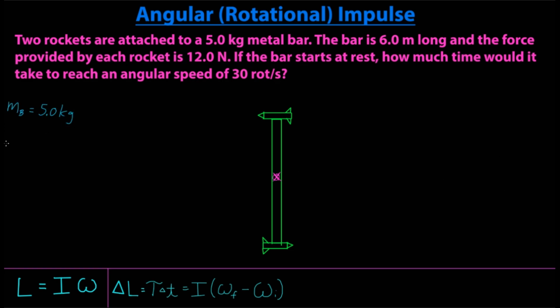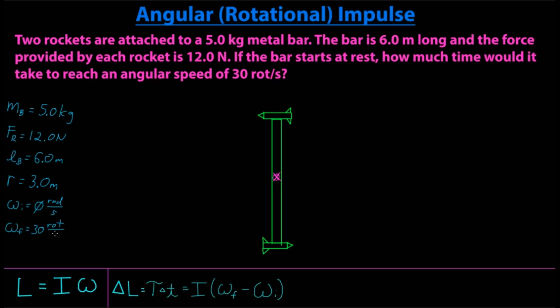Mass of the bar is 5 kilograms. Force of each rocket is 12 newtons. Length of the bar is 6 meters. I'm using lowercase l so I don't confuse it with angular momentum. Considering the axis is dead center of the bar, I'm immediately going to put the radius as 3 meters. Starts at rest, so the initial angular velocity is 0 radians per second.